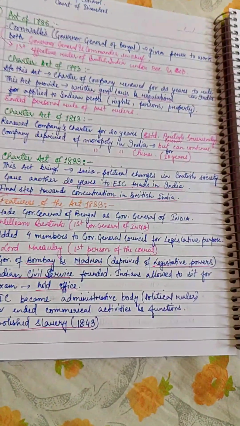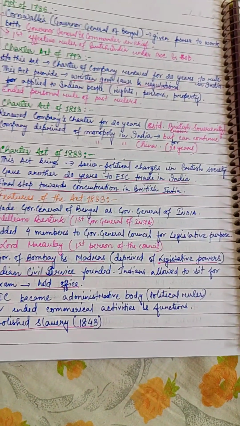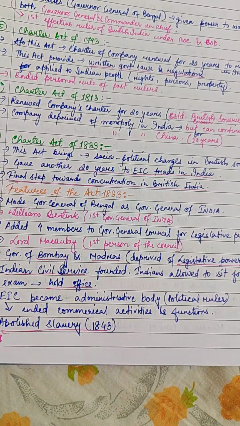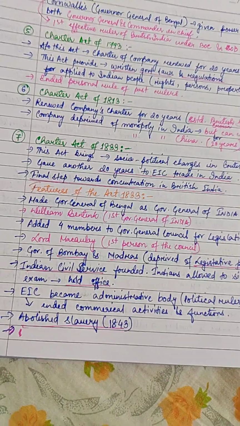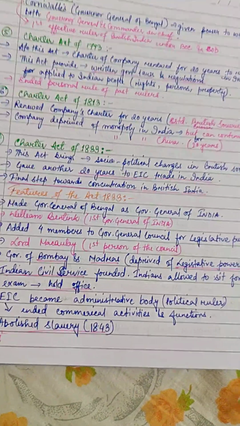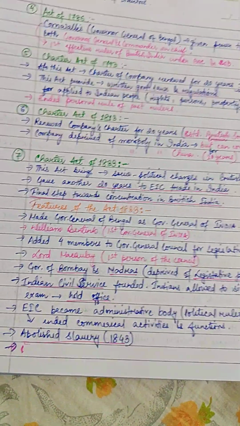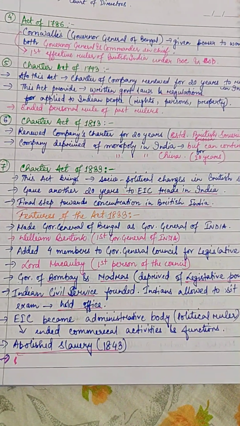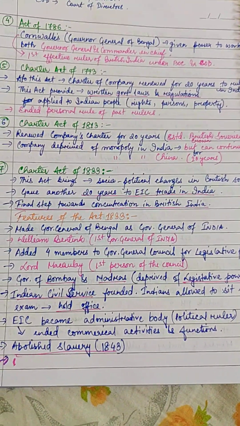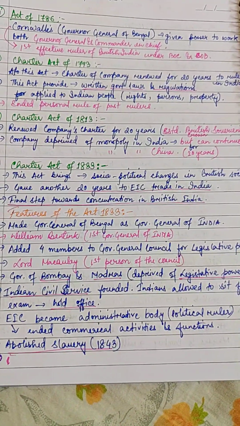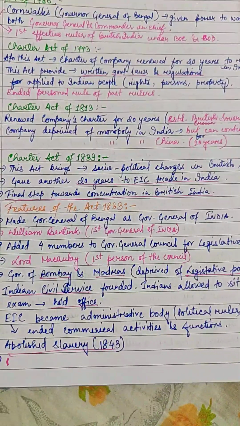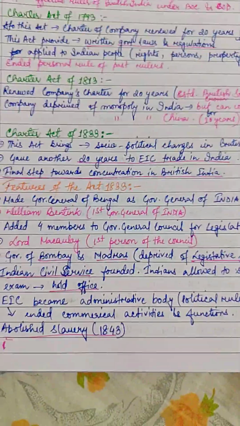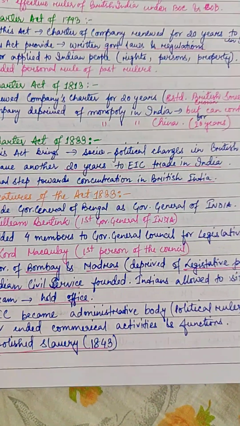Now, four members were added to the Governor General's Council for legislative purposes. In order to rule over the country, they needed legislative purposes, and for that four new members were added to the Governor General's Council. And Lord Macaulay was the first such member of the council.